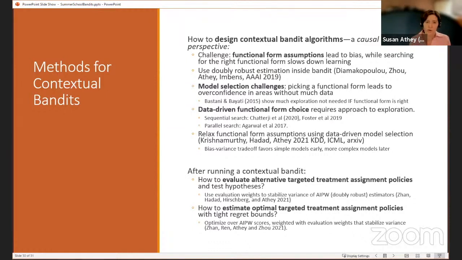There are a couple of approaches that have been used historically. One is sequential search, where you're searching over functional forms sequentially. Another approach is to search over functional forms in parallel. And with Sanath Krishnamurthy, who's a PhD student here, and Vitor Haddad, who's a postdoc, we have a working paper now that's under revision where we show how you can use some ideas from basic supervised machine learning to pick the functional forms.